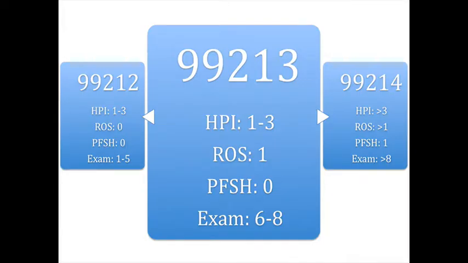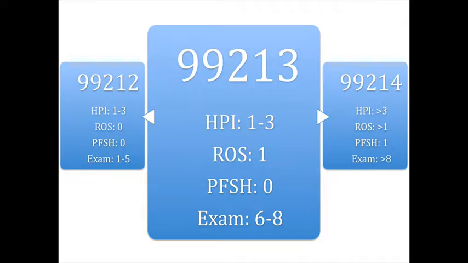This is meant to be a more simplified version of the billing and coding components, and that is looking at the 99 codes. 99213 and 99214 are the codes that we most frequently use for our established patients, and you can see here that in order to fulfill a 99213, we have to have 3 or less history of present illness, 1 review of systems, no past family social history, and at least 6 to 8 of the examination components. And that simplifies it to what we need to have in order to have a 214.